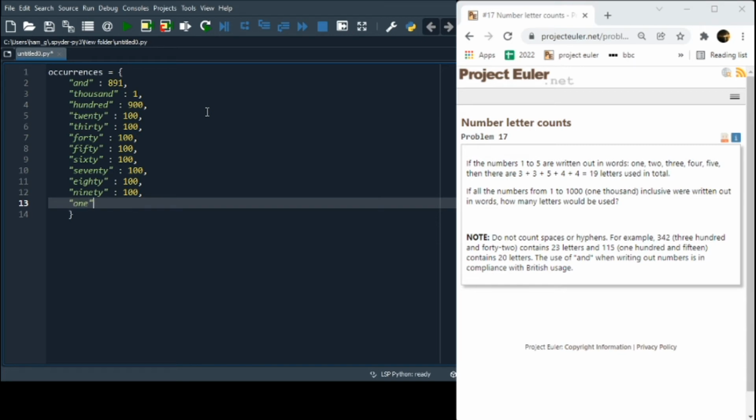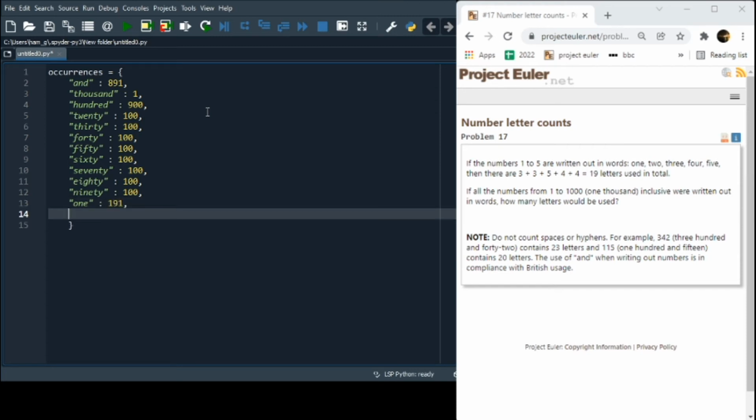Now we do the numbers from 1 to 19. So 1, how many times does that occur? Let me think. So 1, 21, 31, 41, 51, 61, 71, 81, 91, that's 9. Times that by 10, that's 90. But then we've also got 101, 102, 103. So that's going to be another 100, that's 190. But also, it appears in the last number, 1000. So that's 191.